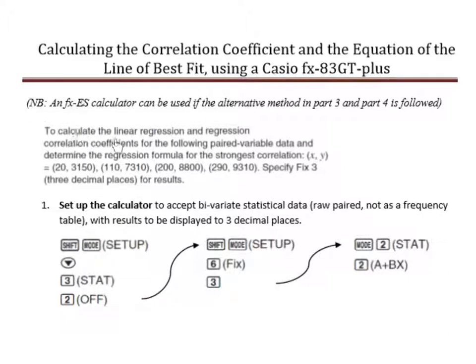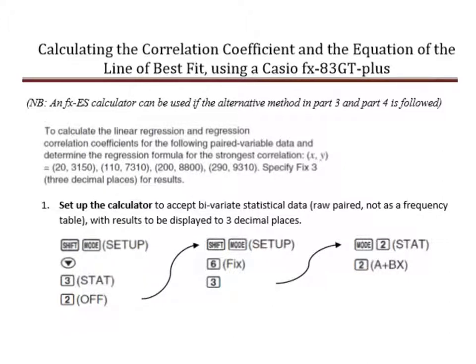To calculate the linear regression and regression correlation coefficients for the following paired variable data and determine the regression formula for the strongest correlation. So our values are paired, they're coupled with brackets. The first number will represent the x and the second number will represent the y values. So we have (20, 3,150), (110, 7,310), (200, 8,800), (290, 9,310).